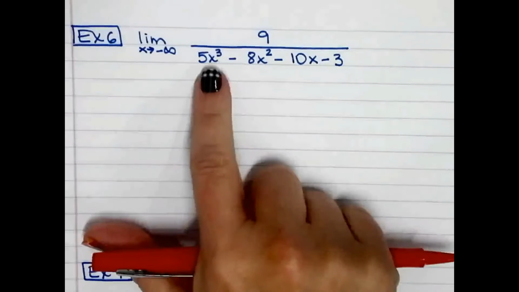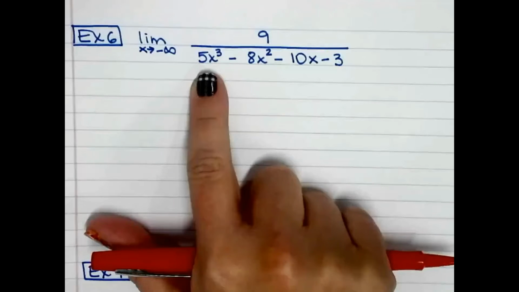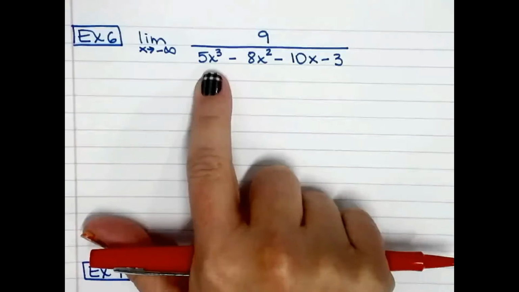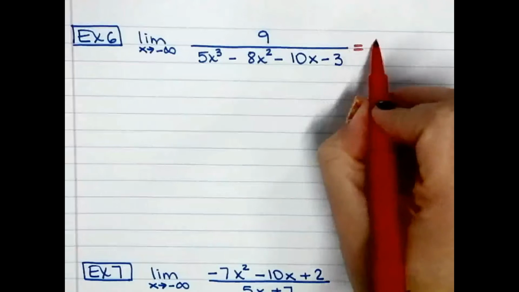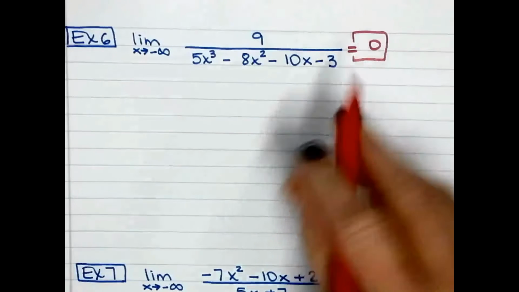Okay, so right here, the exponent in the denominator is definitely greater. So the degree of the denominator is definitely greater. So I know at this point, bottom heavy, my answer will be 0. Okay, but how can I prove that?